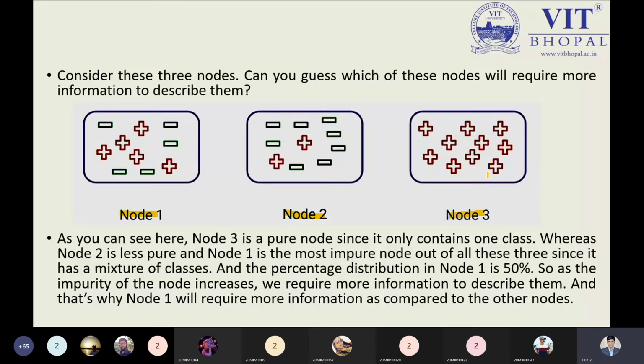Okay, so what is the percentage of distribution in node 1? In this node 1 we have 1 2 3 4 5 negative points and 5 positive. So in node 1 we have 50%. 50% data is pure, 50% data is impure. Out of 1 2 3 4 5 6 7 8 9 10, out of the 10 data points we have to determine whether the data is impure or pure.